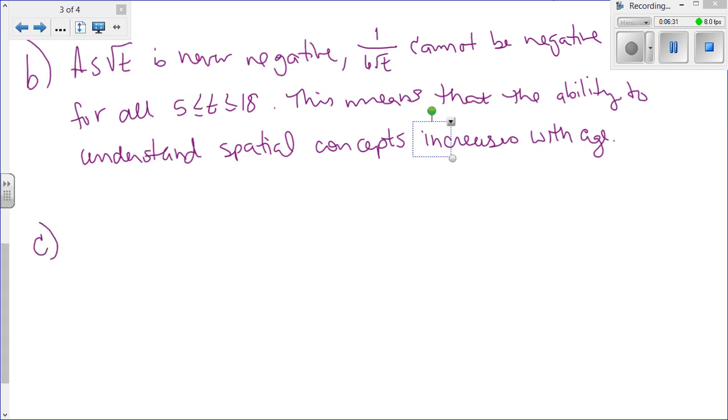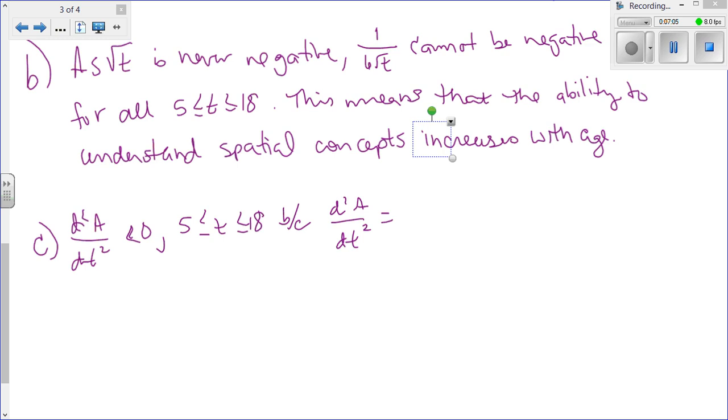And for part C, my second derivative is less than 0 between 5 and 18 because the second derivative is equal to negative 1 over 12 t to the 3/2.